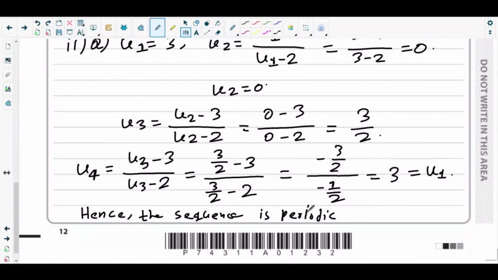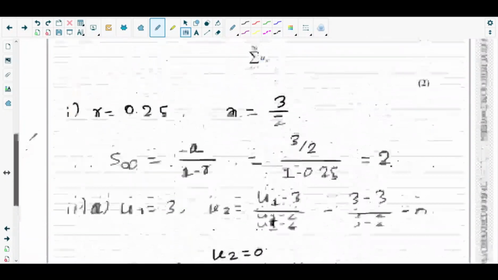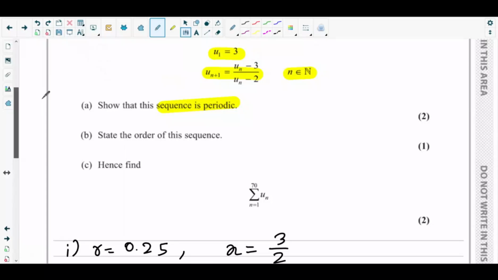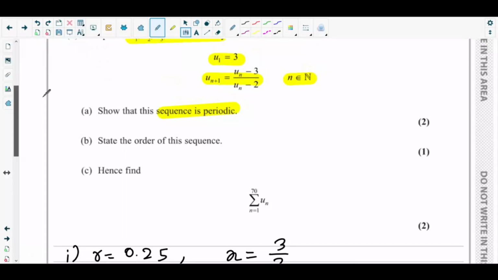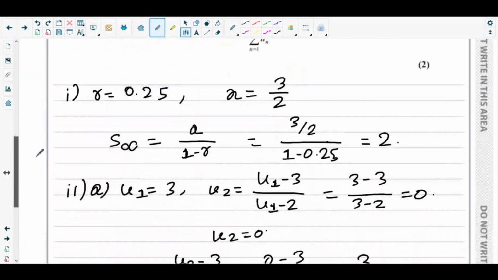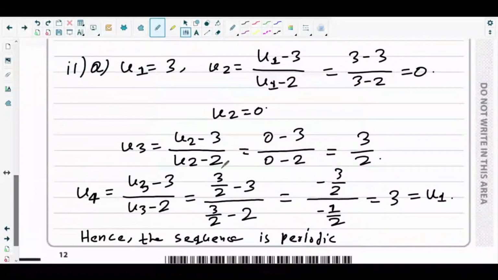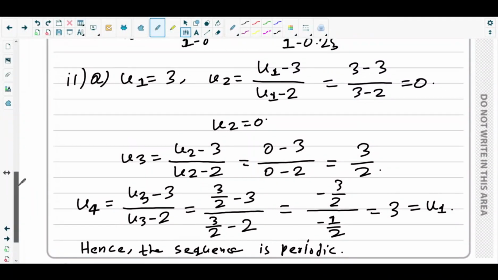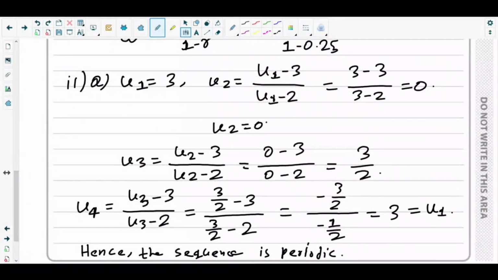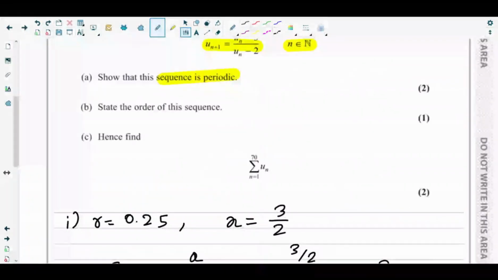The sequence is periodic of order what? Mention the order. Okay, state the order, the order has been asked in the next part. So hence the sequence is periodic. Why? Since u1 is equal to u4. That's why. Okay, so that's what they wanted in part 2a.